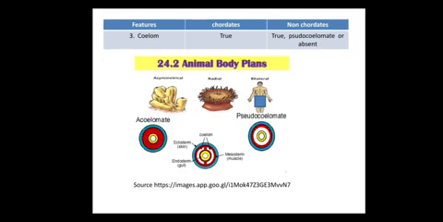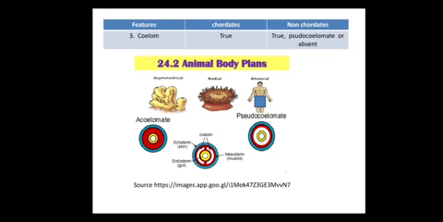The next feature is coelom. Chordates are true coelomates, and non-chordates are true as well as pseudocoelomates. So what is meant by pseudo? Pseudo means false coelom. So what is coelom? Coelom is the body cavity.